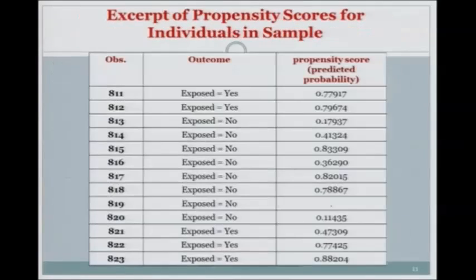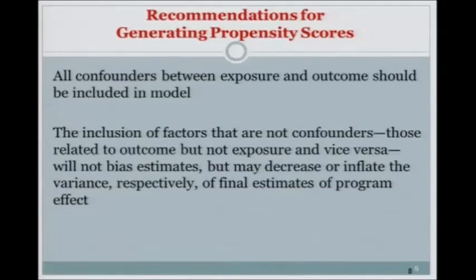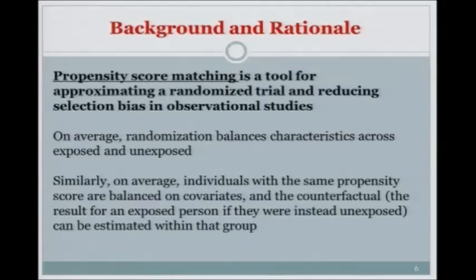I'm sorry, I think I missed a slide. I just want to go back to make sure I made this point. Here it is. I'm sorry, I missed this earlier, but I did say that propensity score matching is a tool for approximating a randomized trial and reducing selection bias. And then on average, the randomization balances the characteristics across the group. But I wanted to talk about this idea of the counterfactual.